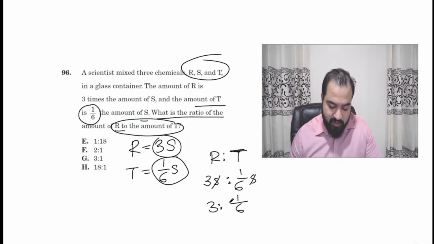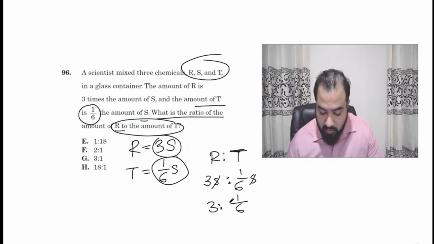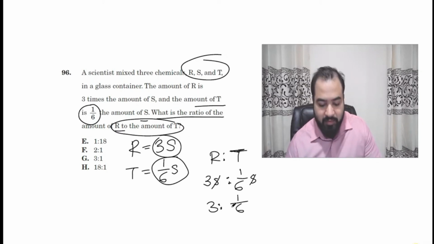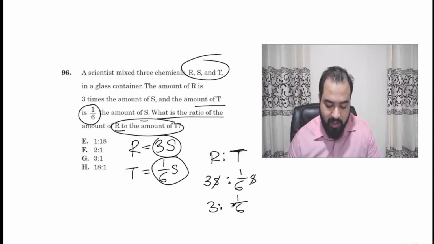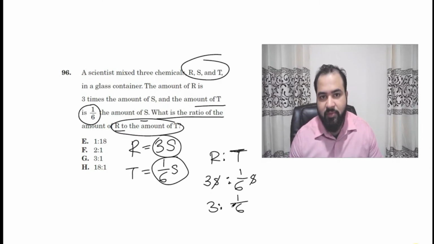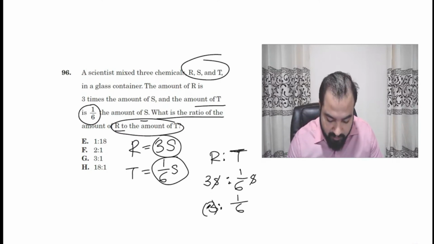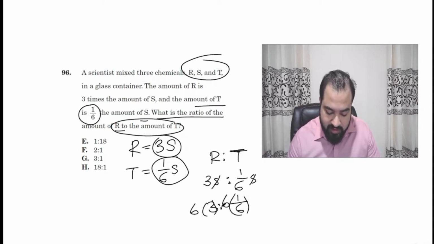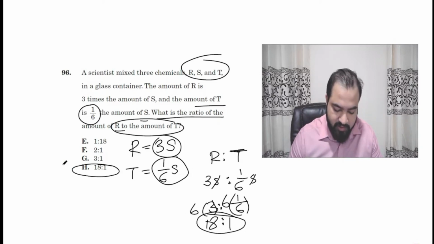Now we don't want the fraction. So what we can do is eliminate the 1/6 if we multiply it by 6, because 1/6 of 6 will be a whole number. So we're going to multiply both parts of the ratio by 6. So 6 times 3 is 18. And 6 times 1/6, remember 1/6 of 6 is just 1. So it's 18 to 1 is the ratio.